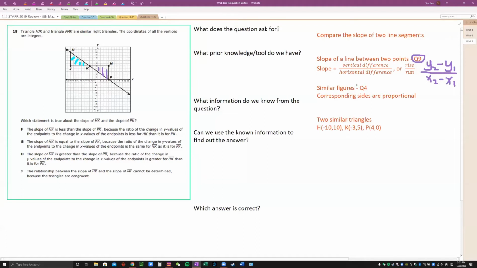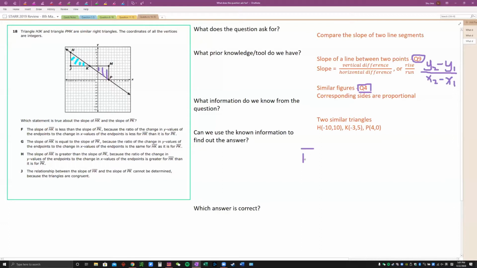And we also know from question 4 from the STAR test, we discussed similar figures. If two figures are similar, then their corresponding sides are proportional. So that's the definition of similar figures. Now we have two similar triangles, triangle HJK and triangle KNP. And now I'm going to show you two methods to find out the answer to this question. First one, we're going to just do the calculation of these two line segments, HK and PK.